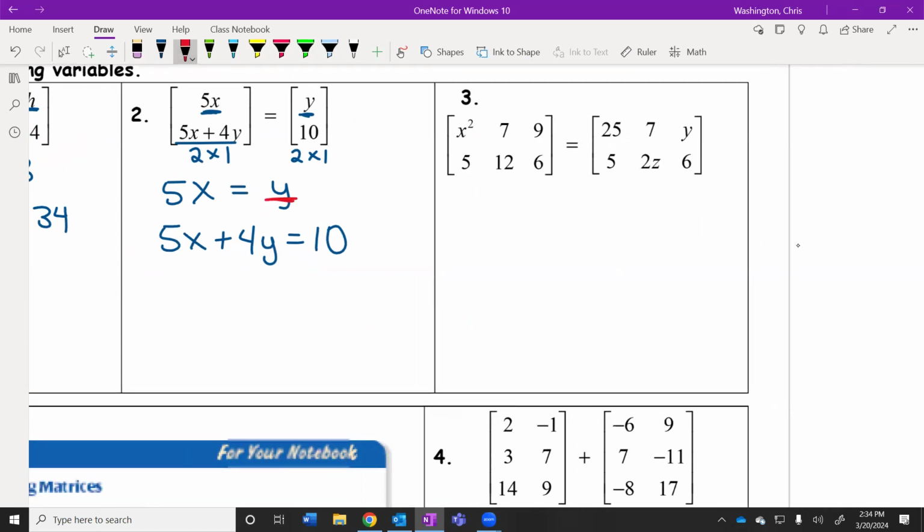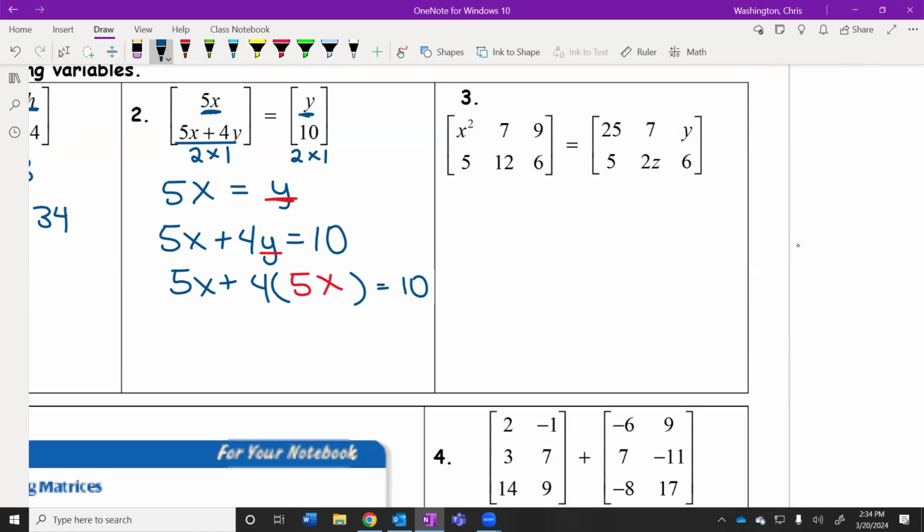In this case, since y is already by itself, it would be a pretty good idea to use substitution. I'm going to substitute that y right there. I'm going to change that y to 5x, because y is equal to 5x. So we get 5x plus 4. We're going to change this y right here. We know what y equals. It equals 5x. So there's the substitution, and that's equal to 10.